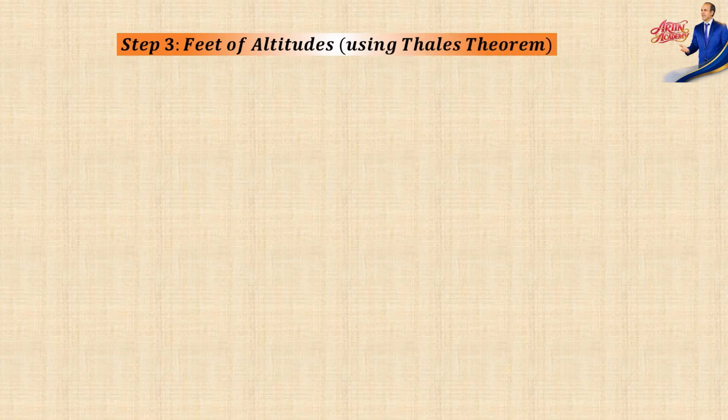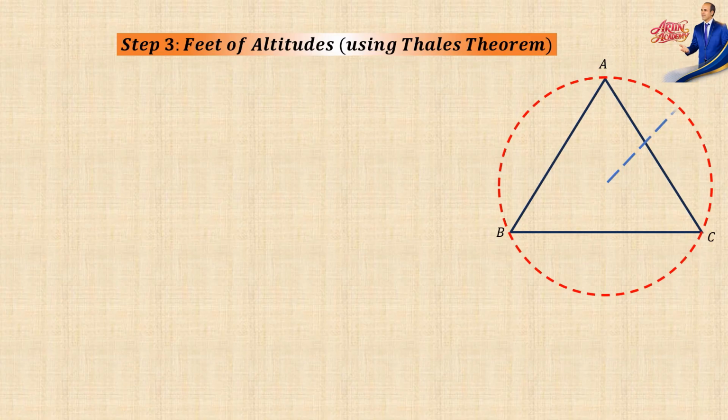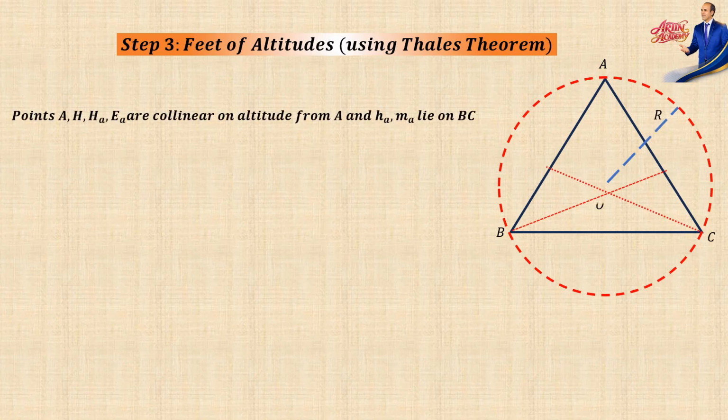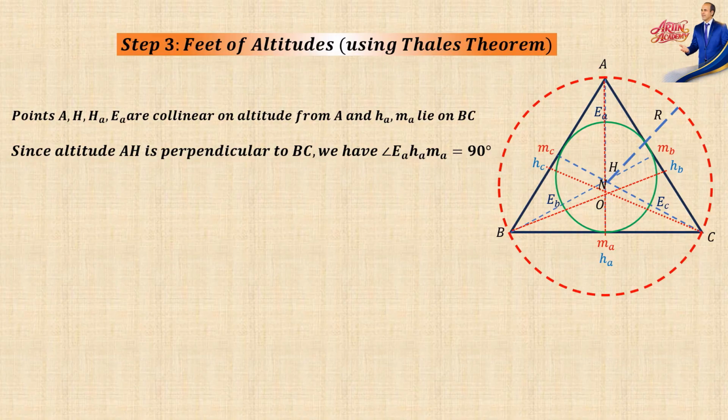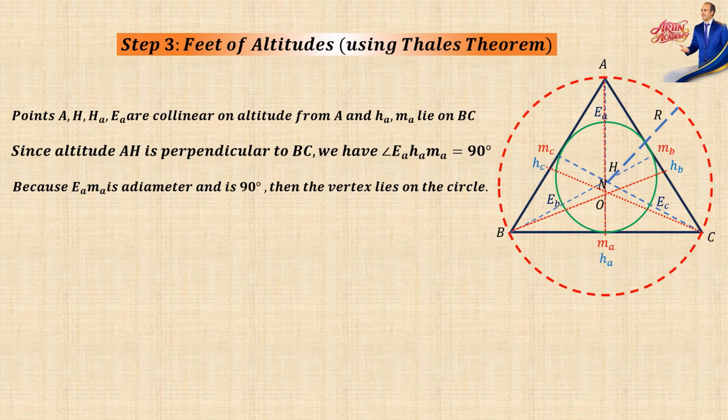Feet of altitudes using Euler's theorem. Consider altitude AH and its foot H sub A on line BC. Points A, H, and E sub A are collinear on this altitude. Points H sub A and M sub A lie on line BC. Since AH is perpendicular to BC, angle E sub A, H sub A, M sub A is 90 degrees.